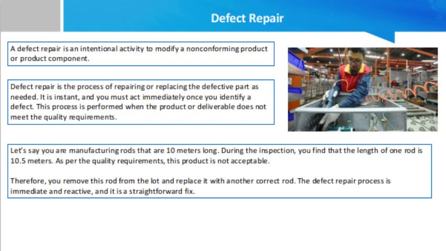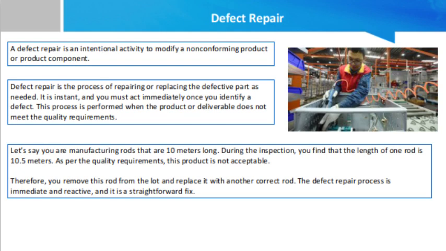Example of defect repair. Let's say you are manufacturing rods that are 10 meters long. During the inspection, you find that the length of one rod is 10.5 meters. As per the quality requirement, this product is not acceptable. Therefore, you remove this rod from the lot and replace it with another correct rod. The defect repair process is immediate and reactive, and it is a straightforward fix.